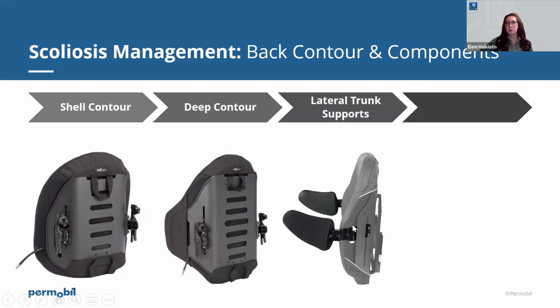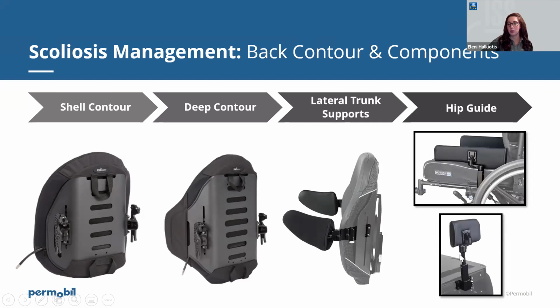A lot of times for people who have a C-curve scoliosis, a really great way to address that is through 3 points of control, where you have one lateral support at the apex of the curve, one lateral support contralateral and superior to the apex of the curve, and then down below for the third point of control, you have a hip guide or a thigh guide to be contralateral and inferior to the apex of the curve.